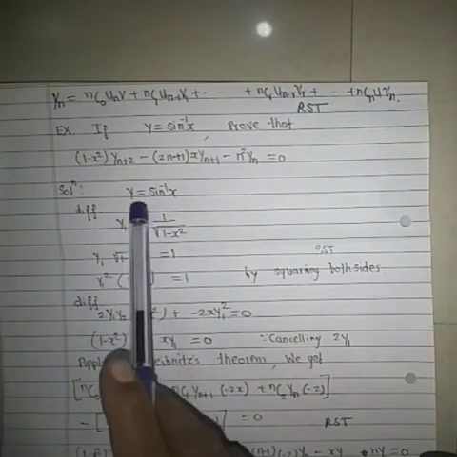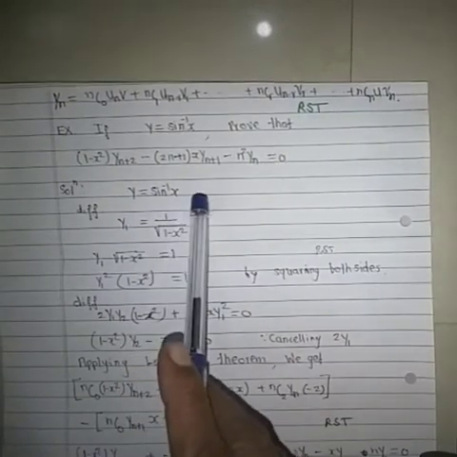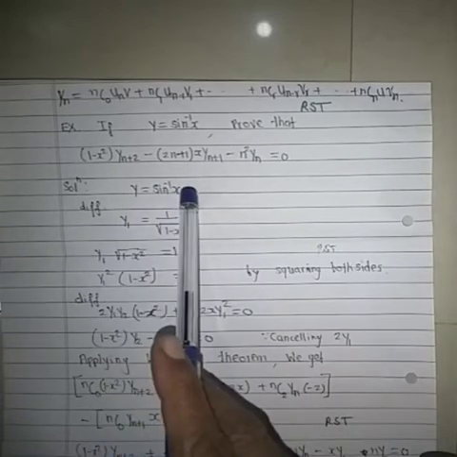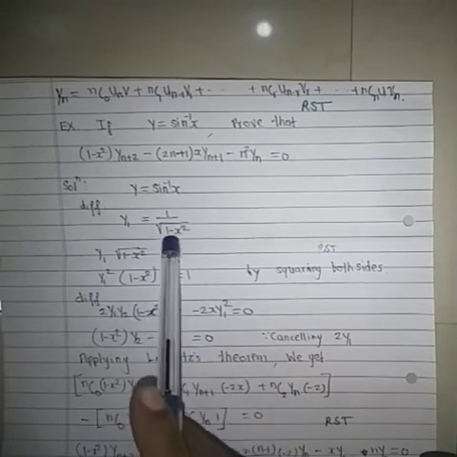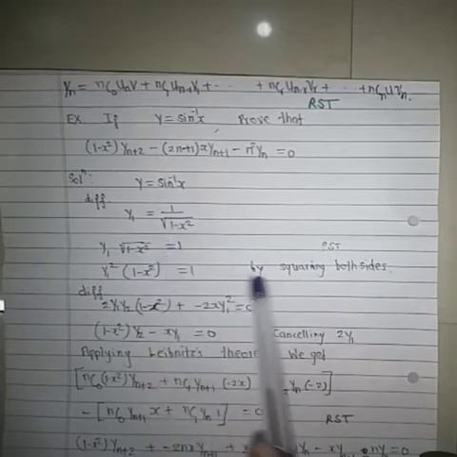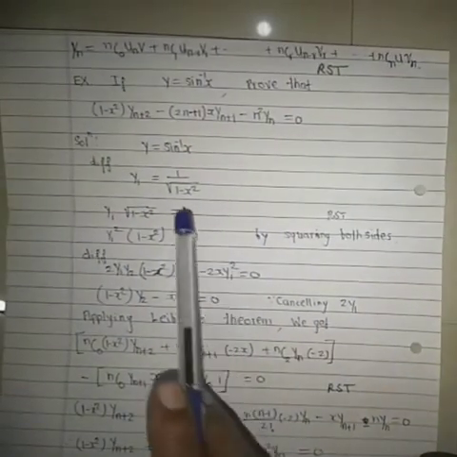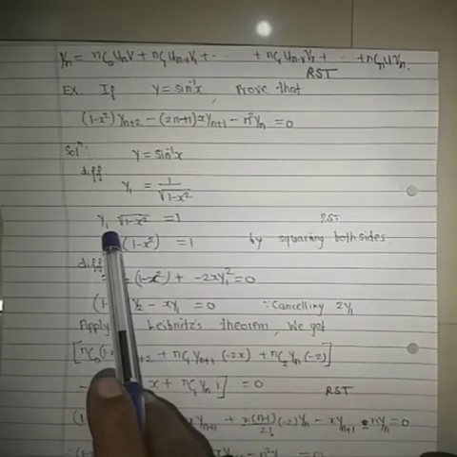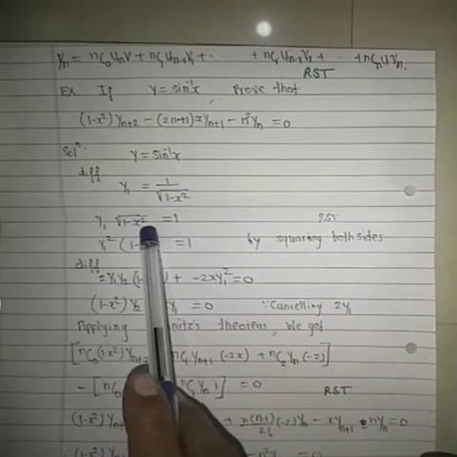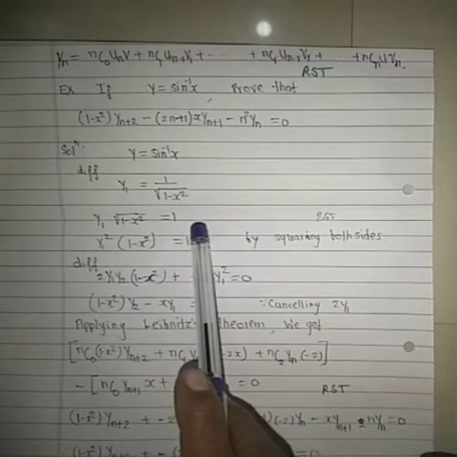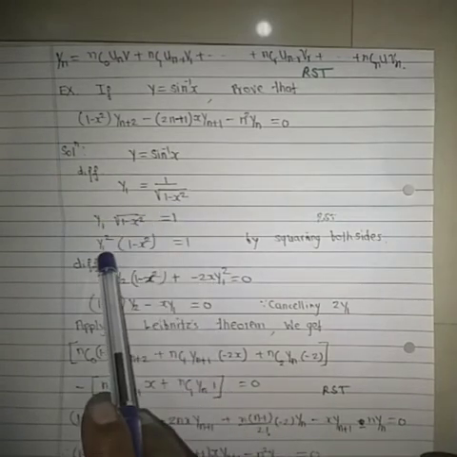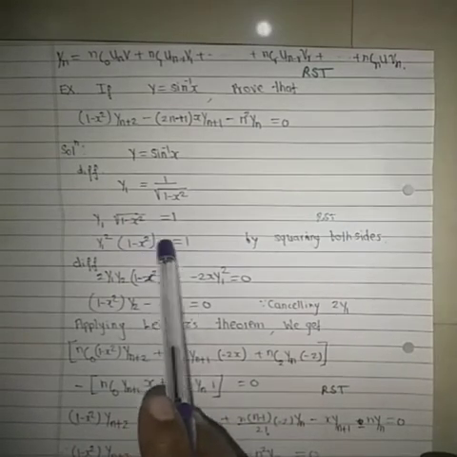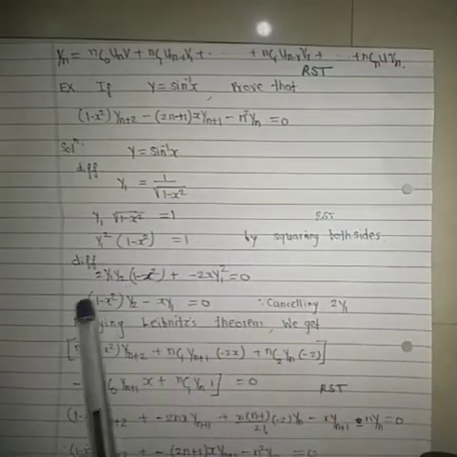We are given that y equal to sine inverse x. Differentiating, we get the derivative of y is y_1 and the derivative of sine inverse x is 1 upon square root of 1 minus x squared. After simplifying, taking this term to the LHS, we get y_1 into square root of 1 minus x squared equal to 1. After squaring, we get y_1 squared into (1 minus x squared) equal to 1.